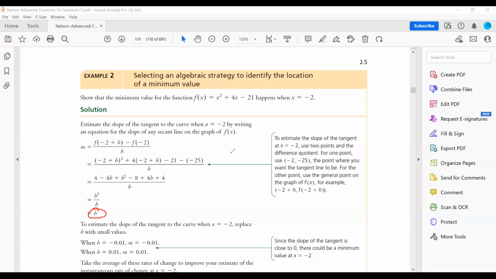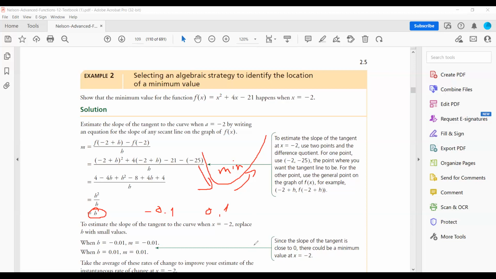But to show that it's a minimum value, we have to take negative first and then positive, right? Negative 0.1 and positive 0.1. So it means that the function was decreasing before this point and increasing after this point. So this is a minimum value. Minimum value. Is that clear, guys?